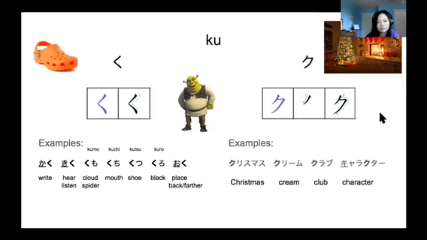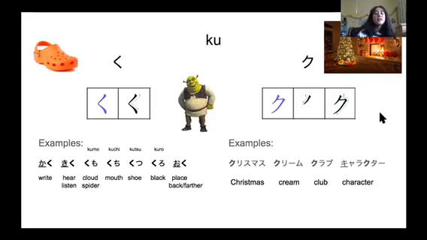Kumo. And then mouth, kuchi. And then shoe, kutsu, and then the color black, kuro. And then the last one is like back farther, like in the distance, which is oku.